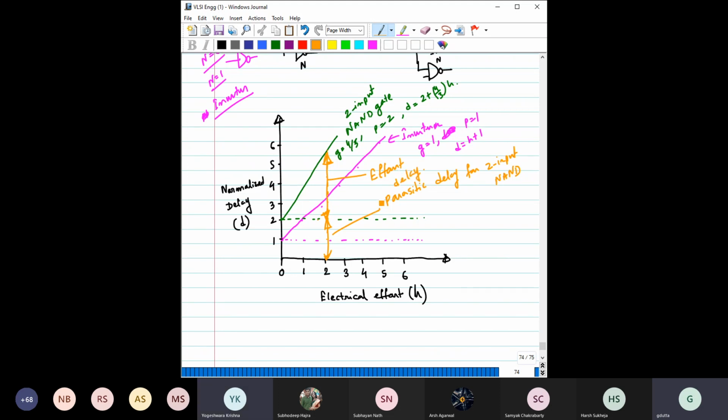Have you understood this? So for any H, you can now explicitly find what is the delay, means what is the parasitic delay. Anyway, parasitic delay, you know that it is always the same for two inputs, so it's always 2, right? But it's a type of graphical representation, right?